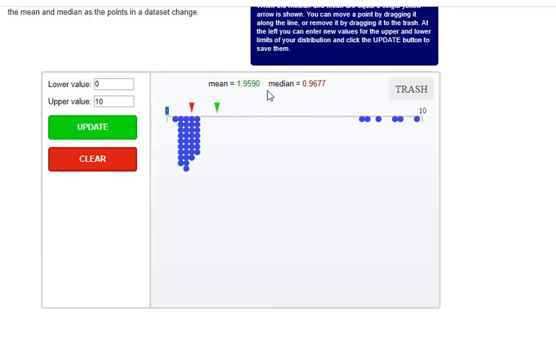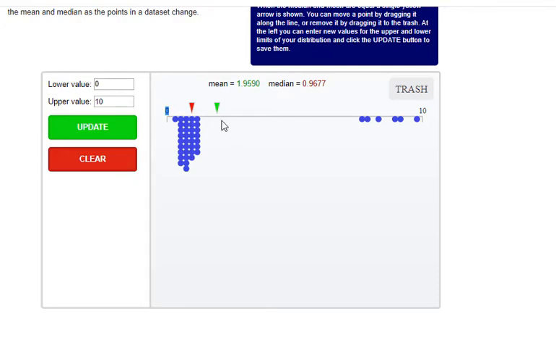So notice that which measure of center would better describe this? Well, where's the majority of the data? The majority of the data is at the low end of the spectrum. So if I really wanted a true center, I would use median because it's more reflective of the actual value. 1.95 is higher than most of these values, so the median is the better measure of center.